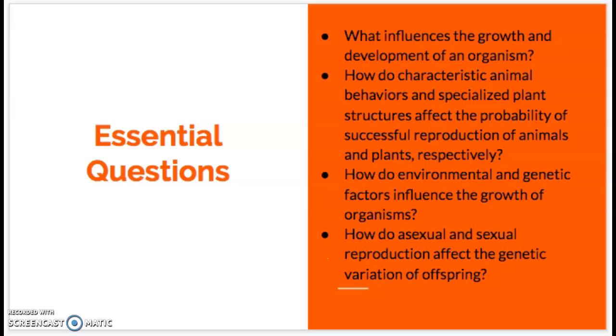Some of the essential questions would include: what influences the growth and development of an organism? How do characteristic animal behaviors and specialized plant structures affect the probability of successful reproduction of animals and plants, respectively? How do environmental and genetic factors influence the growth of organisms? And how do asexual and sexual reproduction affect the genetic variation of offspring?